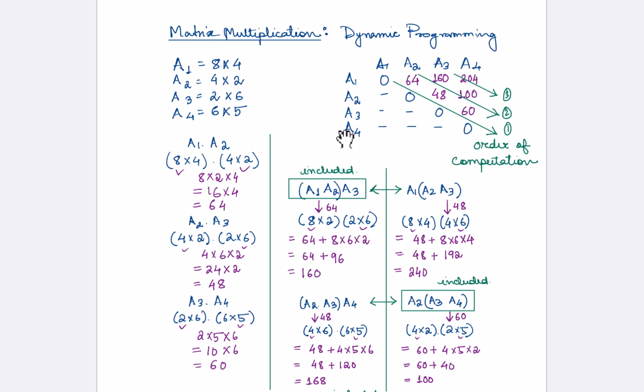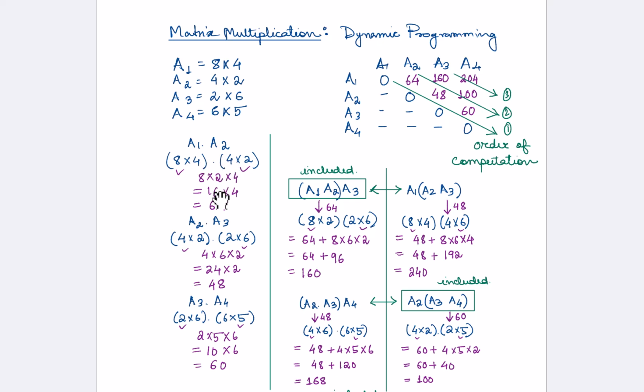Okay, now moving on to the first calculation, A1 into A2. You can see it is A1 into A2. We need to find this value here. Initially we don't know if it is 64 or not, isn't it? So we have to do the calculation. So A1 into A2, we have 8 into 4 for A1 and 4 into 2 for A2. Now this multiplication is possible because the column of A1 is equal to the row of A2.